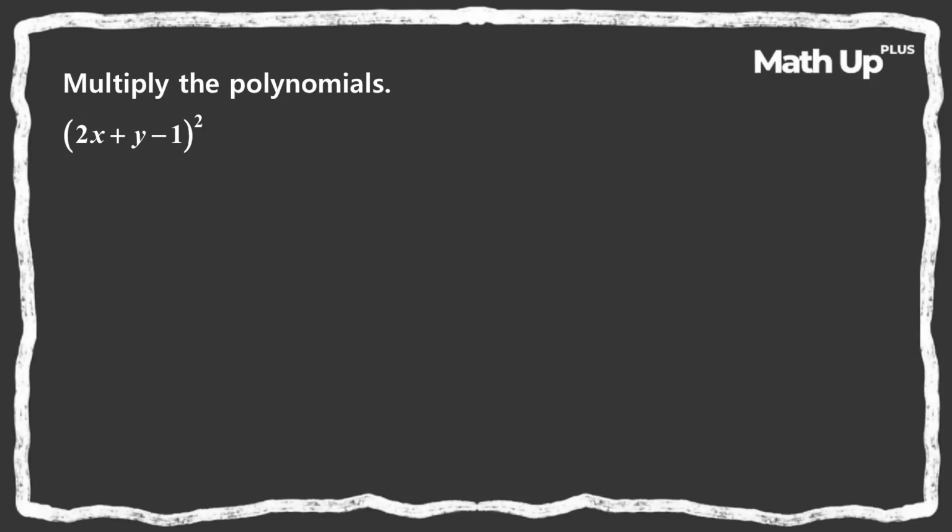The question is to multiply the polynomials. Alright, if we have a trinomial square, let's say we have (a + b + c) squared, then that is equal to the sum of squares of each term.